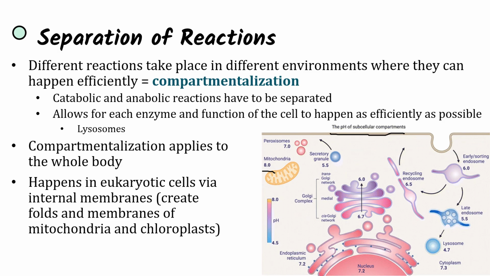And this compartmentalization is going to apply to the whole body. We don't have stomach acid everywhere in our body because our body can't tolerate it. It tolerates it specifically in the stomach. It's going to have its own pH, and processes are separate so that digestion is only going to happen within our stomach.